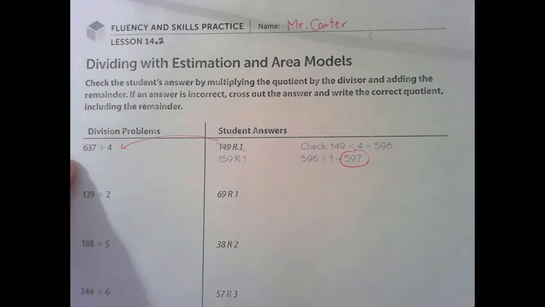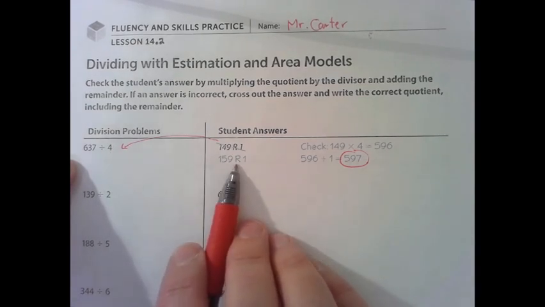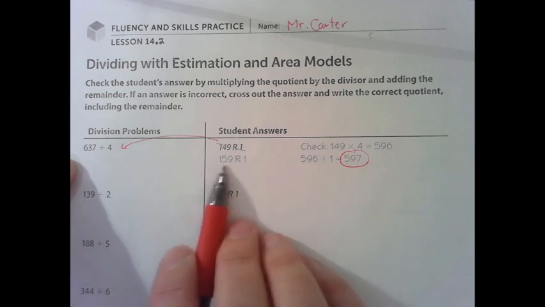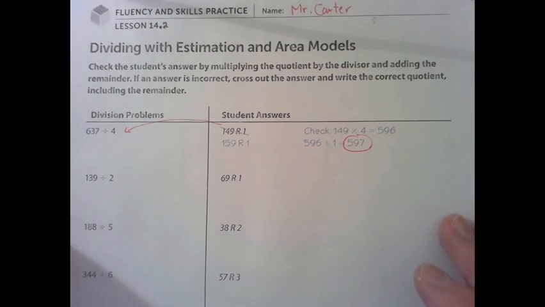So what they did is they found the correct answer by dividing, and then they got this as an answer, 159 with a remainder of 1. Well, I'll walk you through it because there's a lot here.